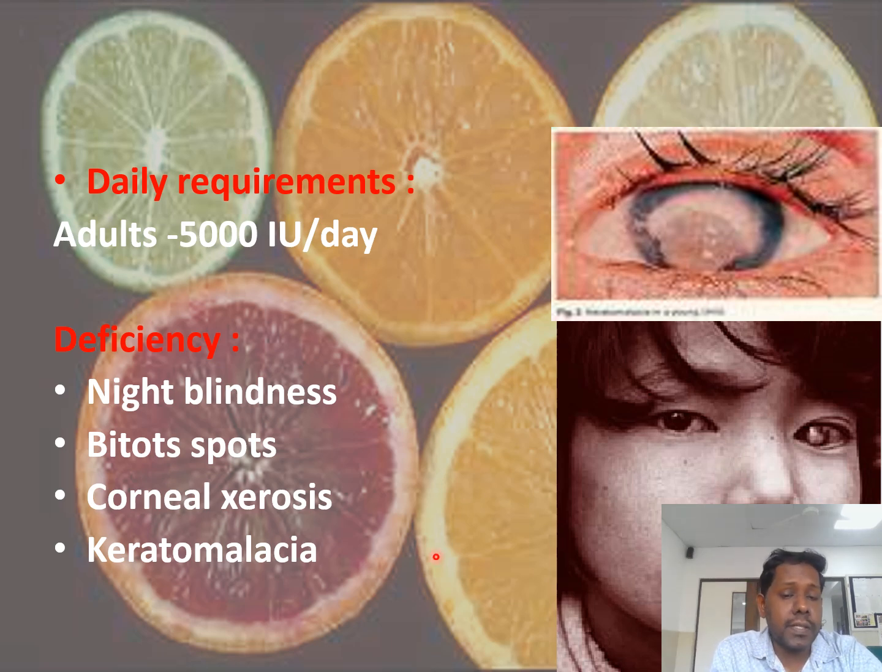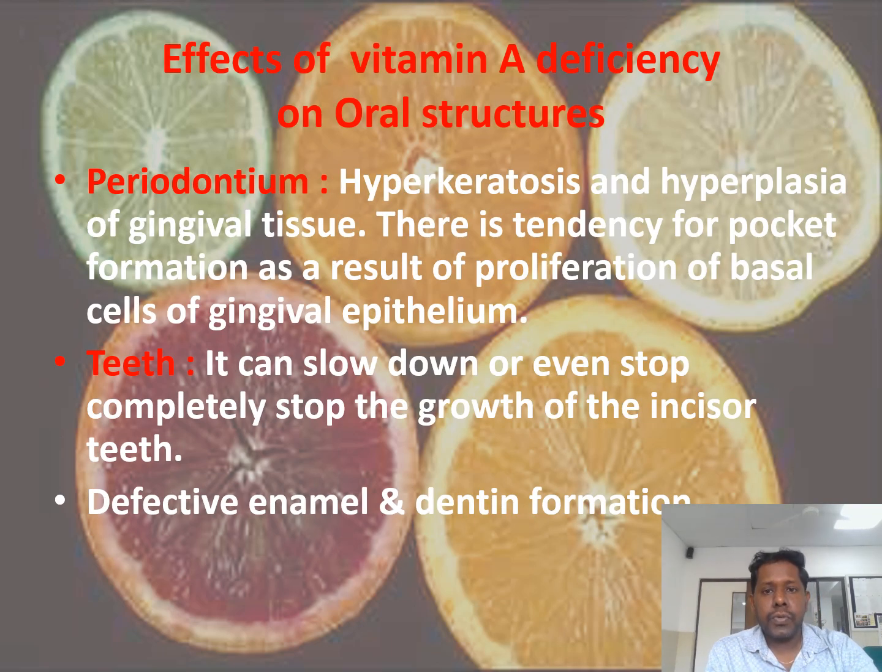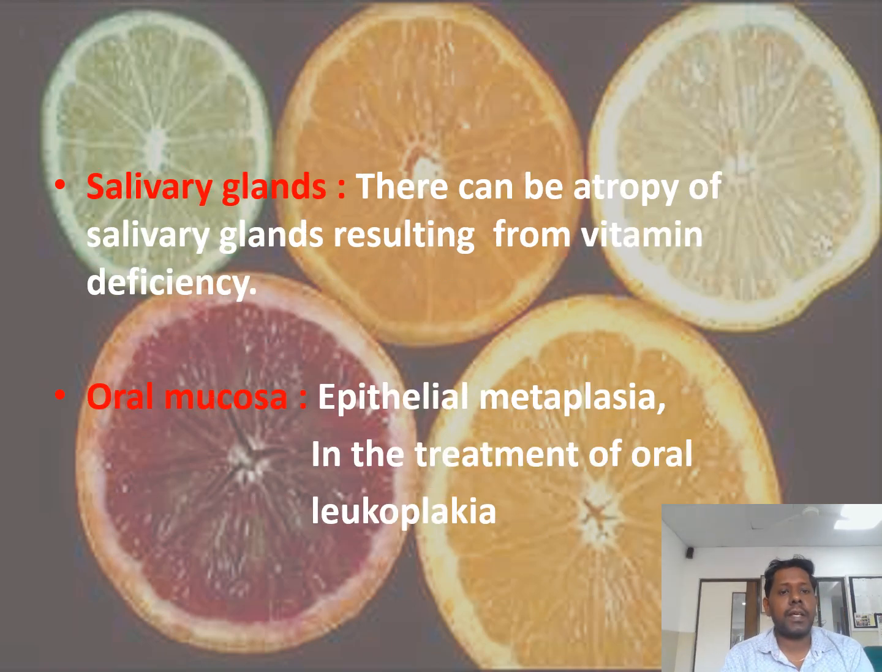And the various deficiency findings of vitamin A are night blindness, that is nyctalopia, Bitot's spots, corneal xerosis, and keratomalacia. So in vitamin A deficiency with regard to the oral tissues, it may cause hyperkeratosis or hyperplasia of the gingival tissues. In teeth, usually there will be a slowdown or even an eruption delay for the incisor teeth. And in salivary glands, you can see there will be some sort of atrophy, and also in oral mucosa, epithelial metaplasia can happen.